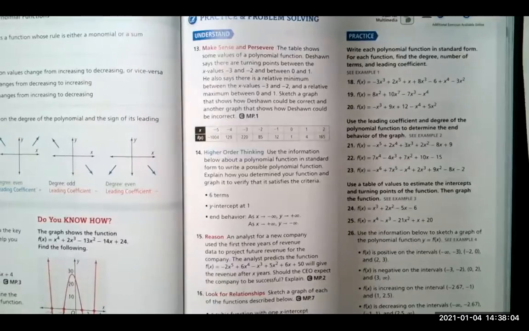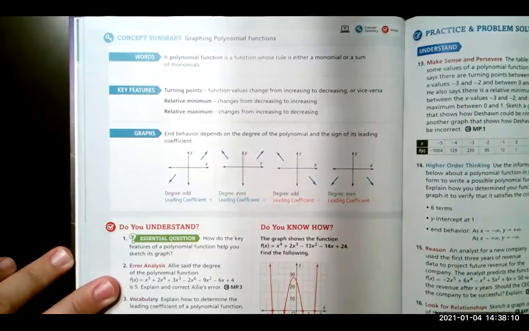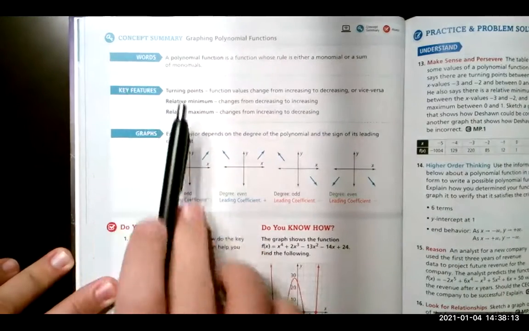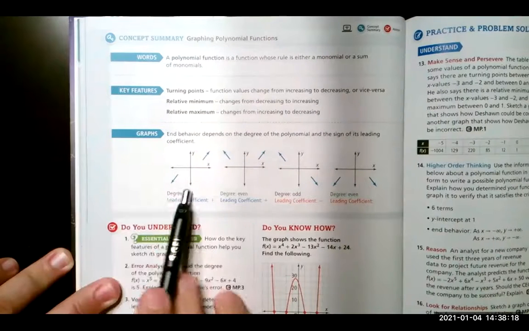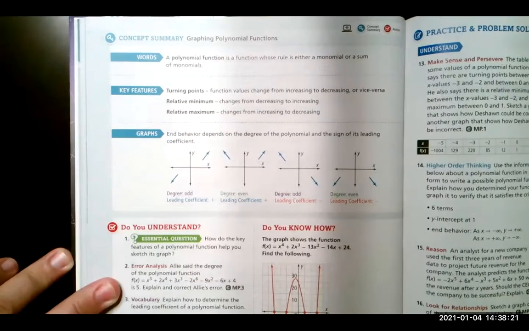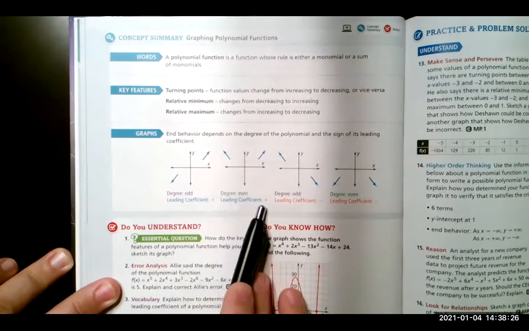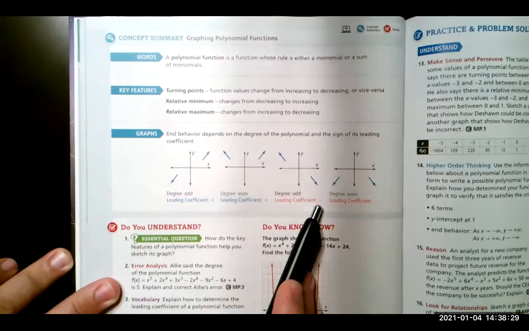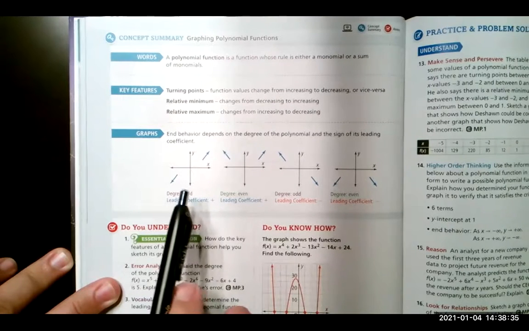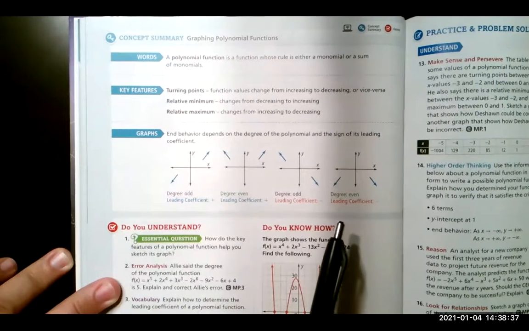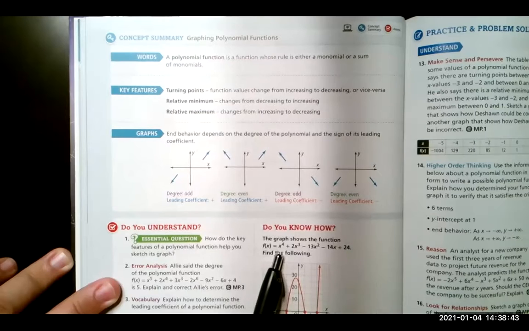Concept summary. Remember, every lesson has this at the end. It's kind of a good thing, and it's wrapping everything up. So it's talking about some words, some definitions. Make sure you understand what all these definitions mean. And then the overall graphs that they're talking about. Remember, there's 4 situations here. Odd positive functions, even positive functions, odd negative functions, even negative functions. So every polynomial is going to fall under one of these 4 situations. Odd and even positive functions, odd and even negative functions.